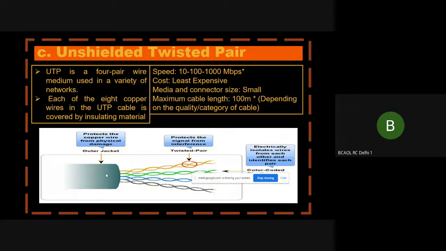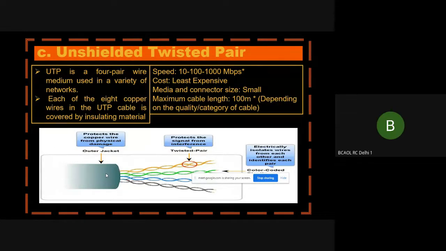So which wire are you using for your LAN, to connect one computer to the other? Which is being used? Can you tell me? This one is used. Unshielded. Yes, UTP cable is generally used inside a LAN. So this is the cable you use.